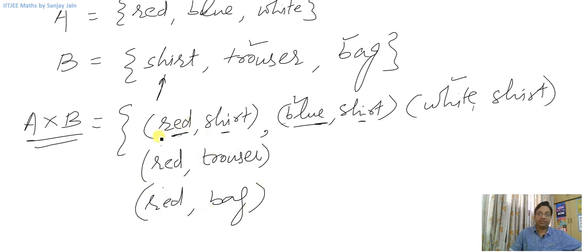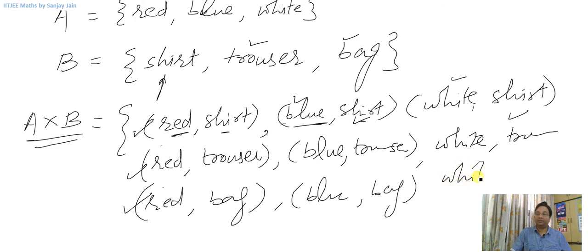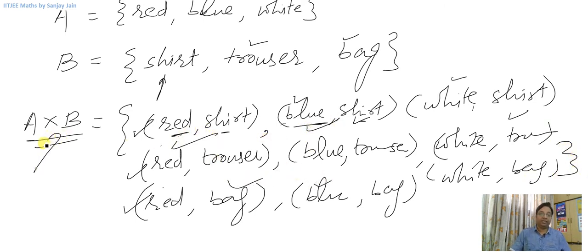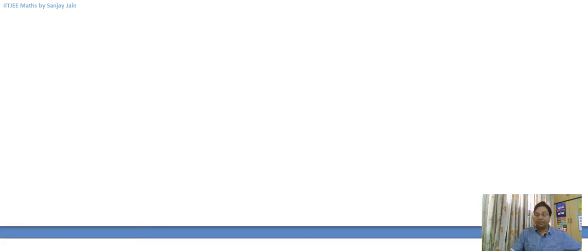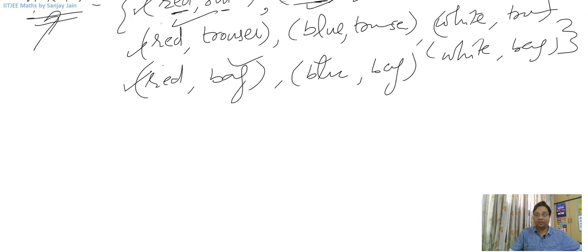So these are the ordered pairs with first entry as red. Now with first entry as blue, I can have shirt here, trouser here, and bag here. Right? With first entry as white, I can have shirt, trouser, or bag. Right? So set of all these ordered pairs will be A cross B. Okay, so this is how we look at A cross B or Cartesian product of two sets.